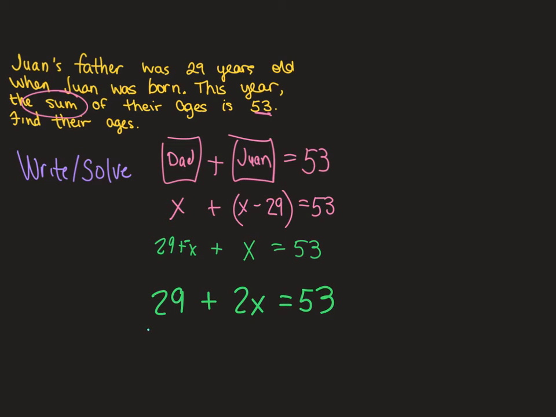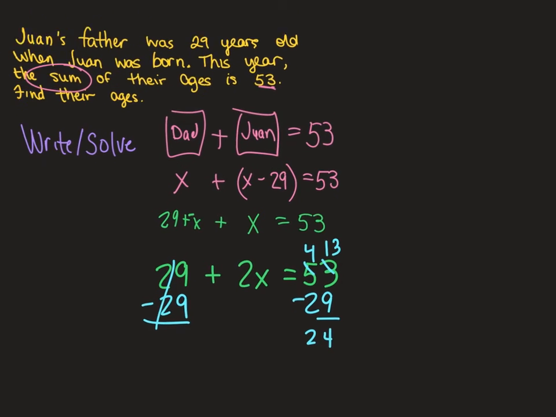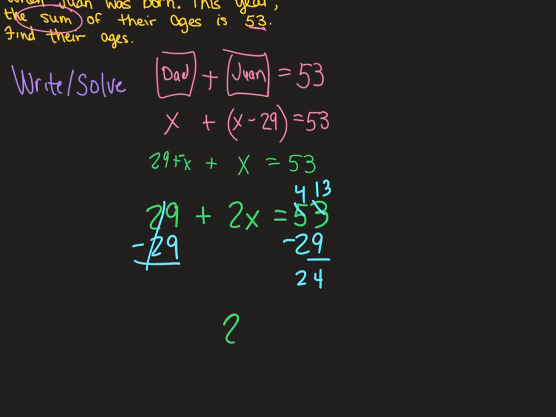Now I'm going to sing the silly song, minus 29, cross out, what's my answer? Gotta borrow, make this a 13. I get 24. Now I rewrite the equation, and I get 2x equals 24. Divide by 2, cross out, what's my answer? I get x is 12.